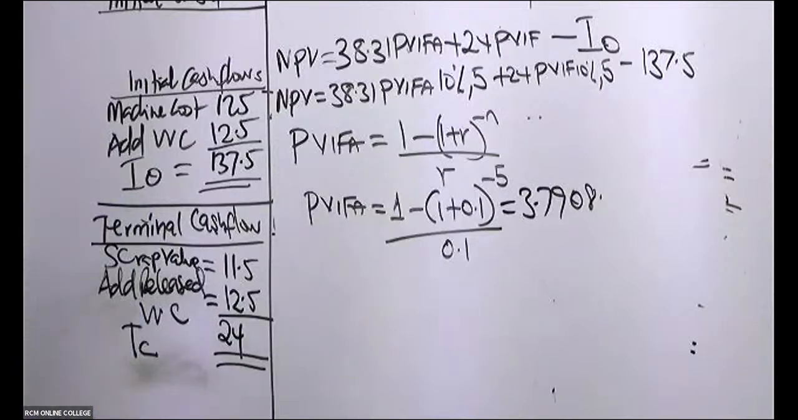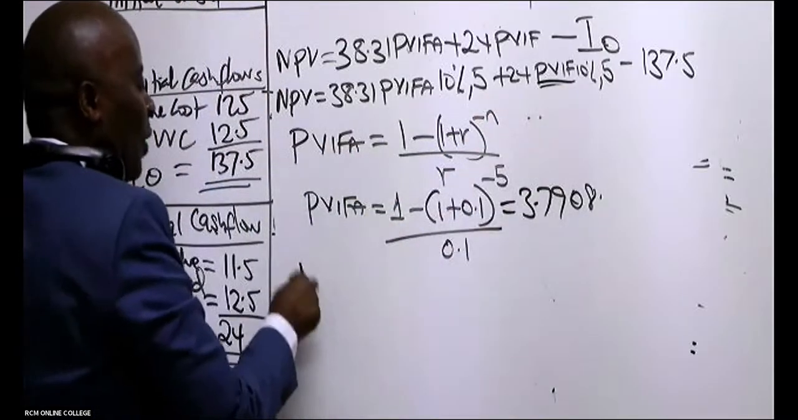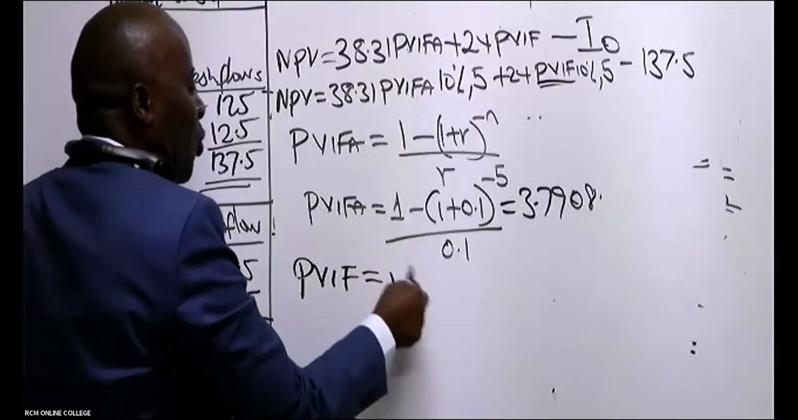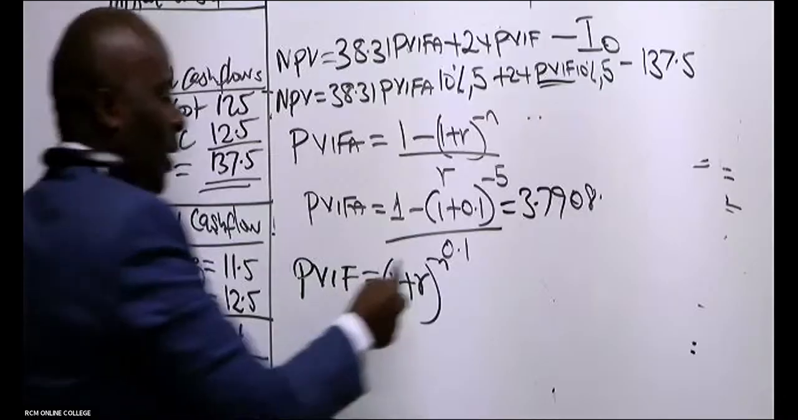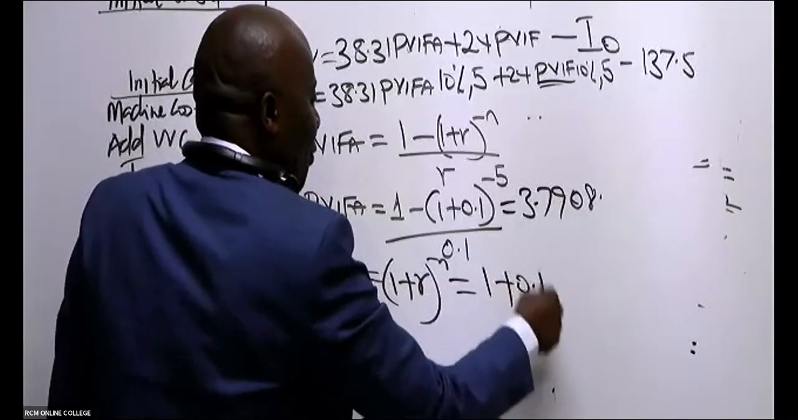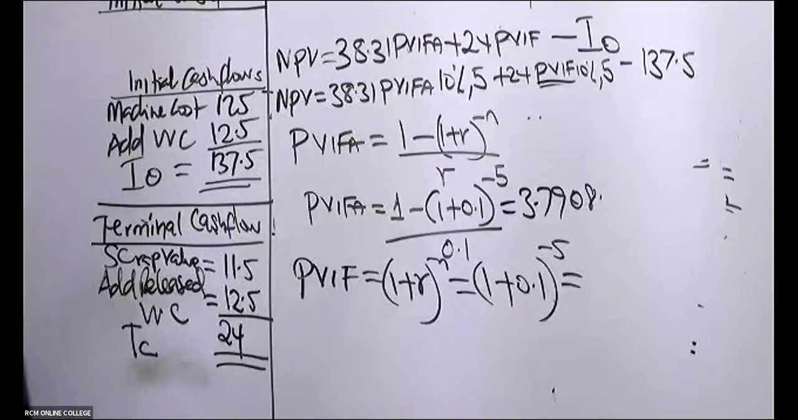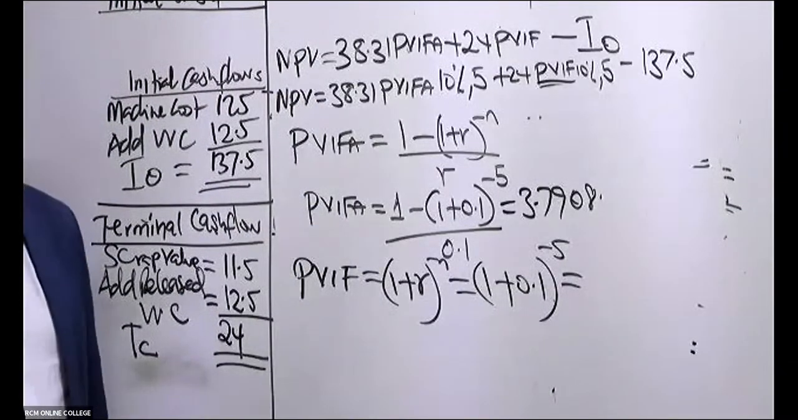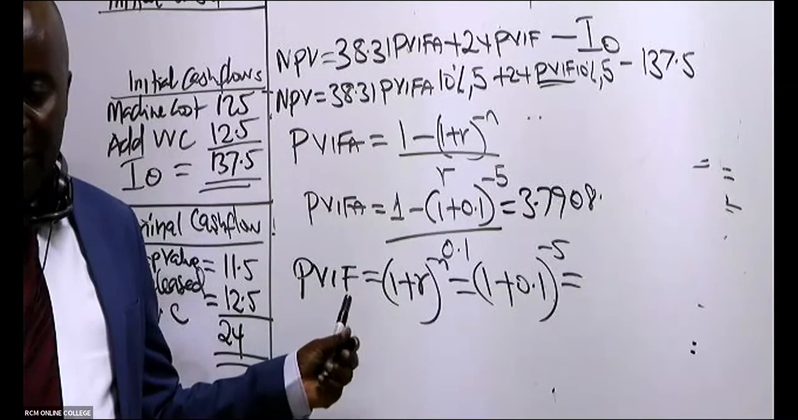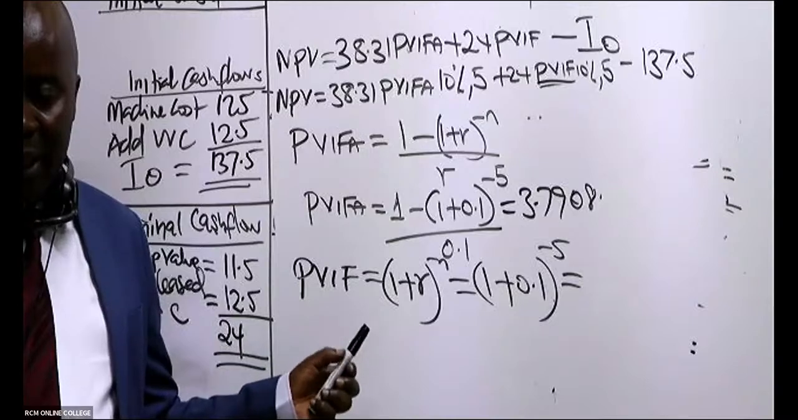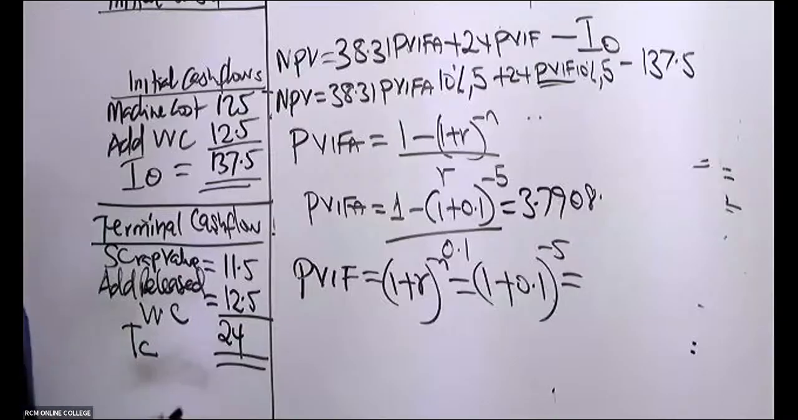Then come here. I also want what we call PVF for the lump sums. So the PVF for the lump sums formula is 1 plus R raised to negative n. So this one will be 1 plus 0.1 raised to negative 5. Are you able to tell me what this answer at the end of the day will be? So 1.1 raised to negative 5.